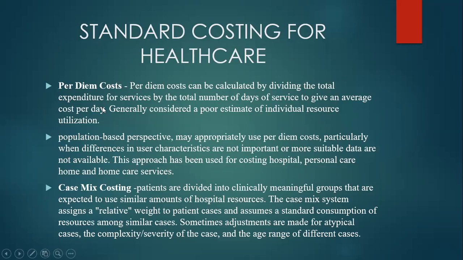So you can look at the expenditure. Say a patient comes into your facility and spends, say, 10 days on admission. You are going to consider all the cost of providing the services to the patient and divide by the number of days the patient was on admission. Then you arrive at what we call the per diem cost.